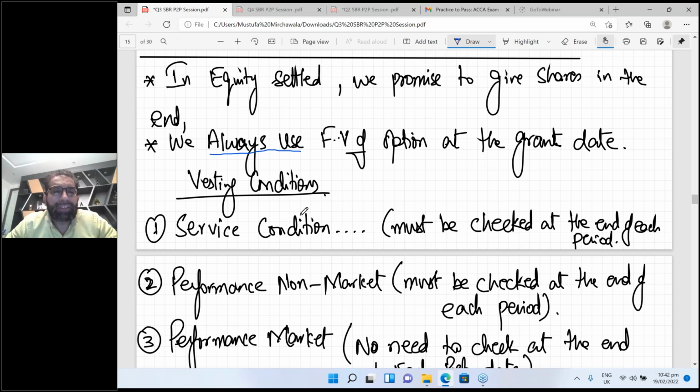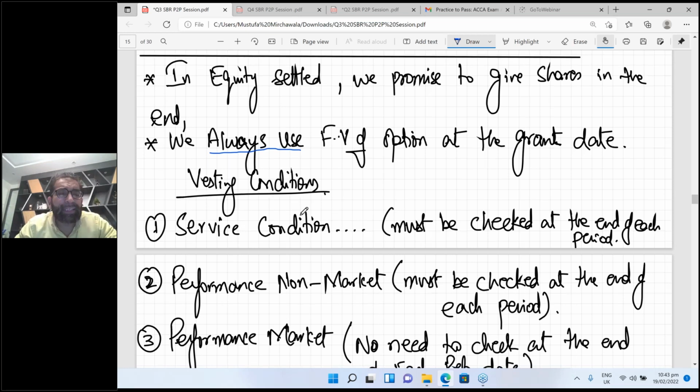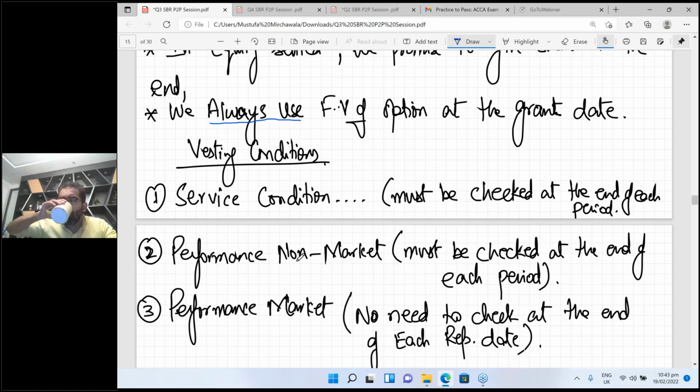For service condition, we must check at the end of each reporting date what the chances of fulfillment are, and we need to adjust at each year end. If some employees left or some say yes, we will stay till the end, so you need to re-estimate each and every year about service conditions, right? The second is performance non-market conditions.